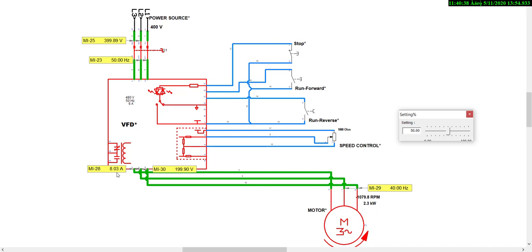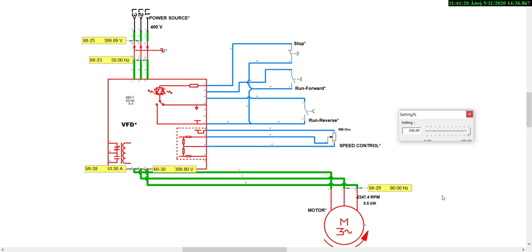So we can see we're on 199.9 volts and 8.03 amps. But our voltage from the source remains the same, and our motor is already running in a reverse direction. By increasing this, you can see we're increasing our frequency. Increasing our frequency means an increase in the RPM, and at the same time in our voltage, which means our power will increase. So let's go to 100%, which is 80 Hz, and our motor is gradually gaining speed.